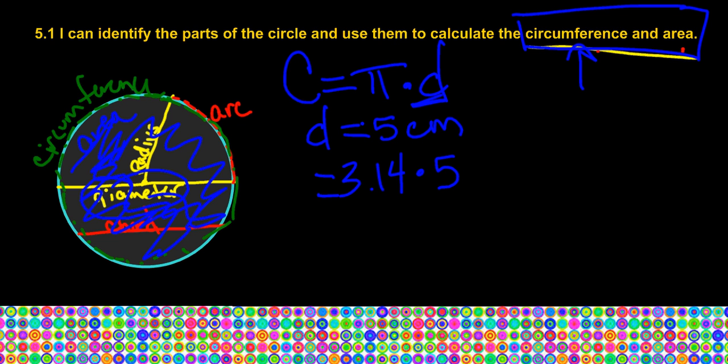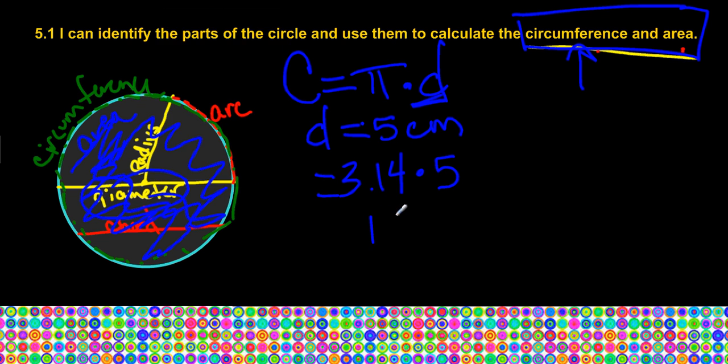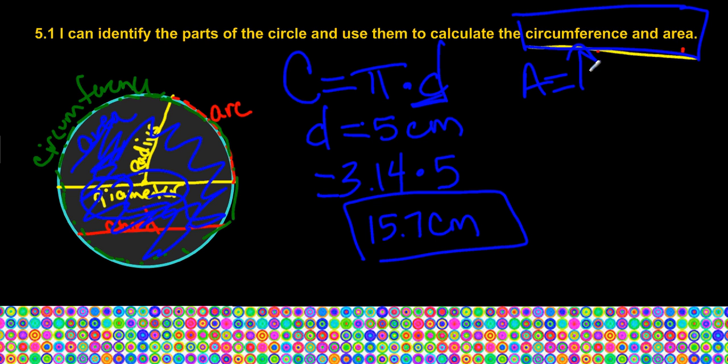Calculator. And we just punch in our 3.14 times 5. And we would get 15 and 7/10. And this time it would just be centimeters. That's it. Because it's just like going a walk around the outside, right? So then if we want to do the second formula, area is equal to pi r squared.